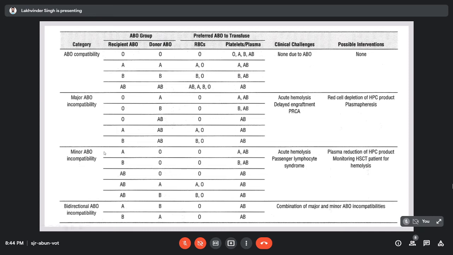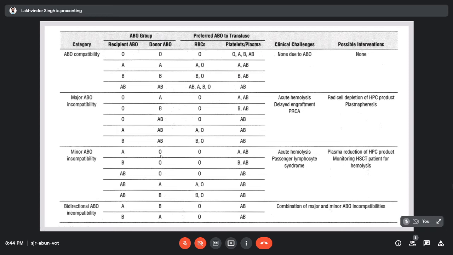Minor ABO incompatibility looks very simple, but sometimes becomes more complicated than the major ABO incompatibility. In this case, like the example I gave you, the recipient is A and the donor is O. For red cells you give O and the platelet would be A or AB. That's fine. That's easy to understand. But here we again have the acute hemolysis. Why? This recipient has only anti-B and the transplanted cells are O. So anti-B is not going to attack the O cells.